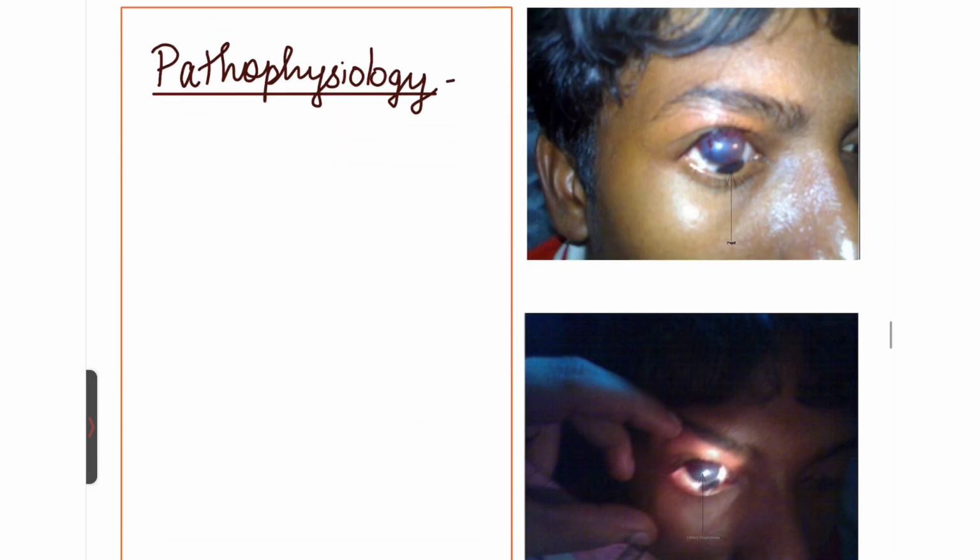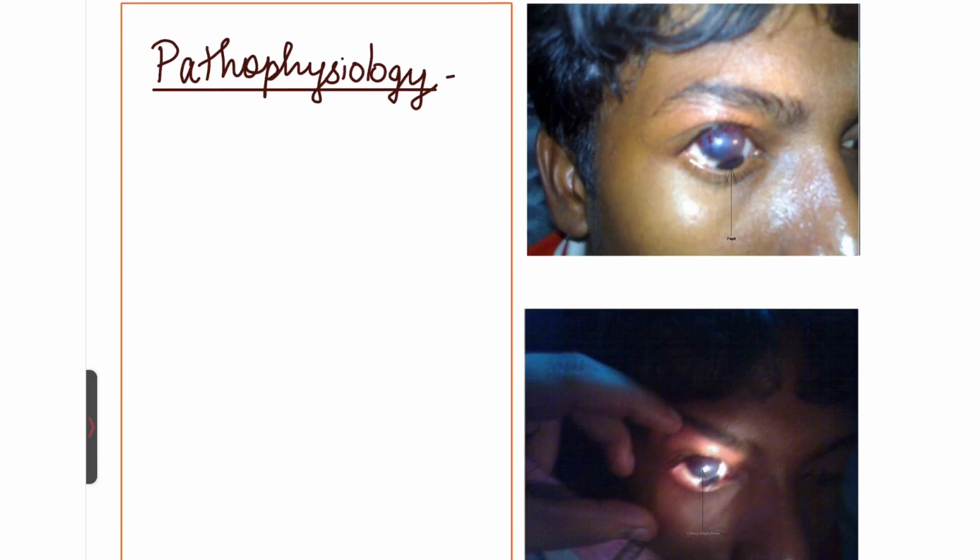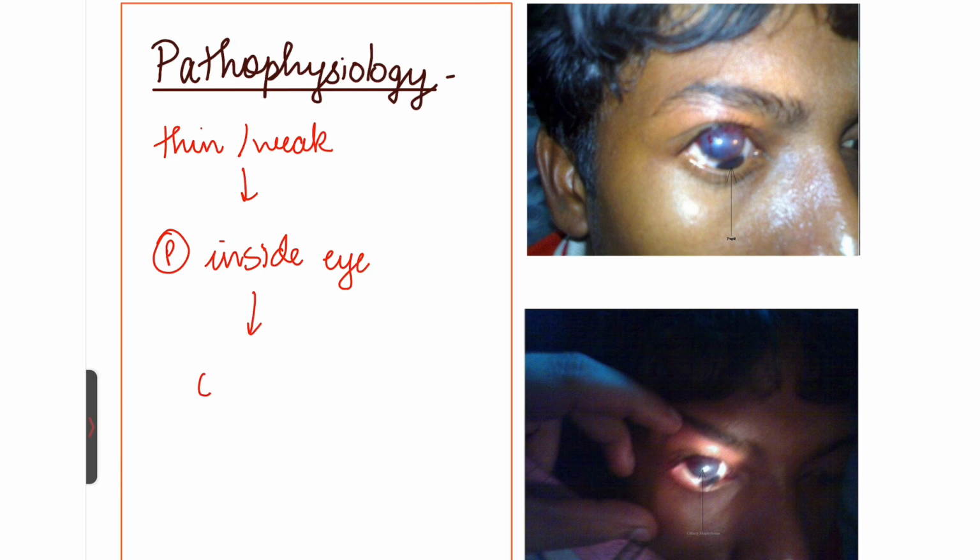How does this occur? Normally, the sclera maintains the shape of the eyeball. But when the sclera becomes thin or weak and there is pressure inside the eye, the sclera bulges outwards.